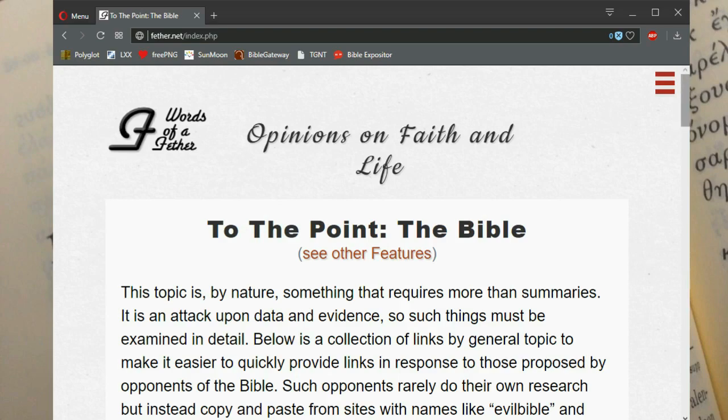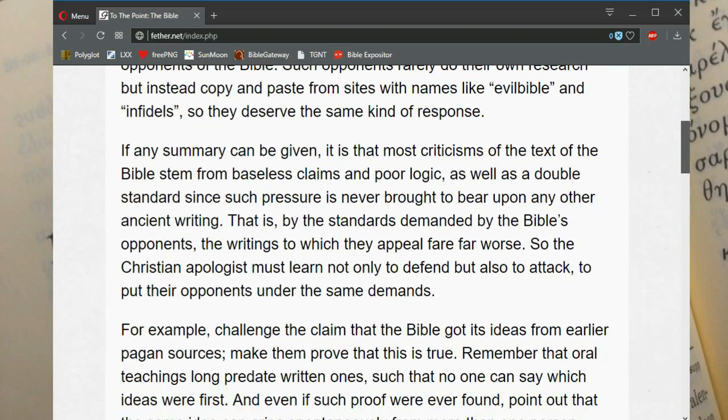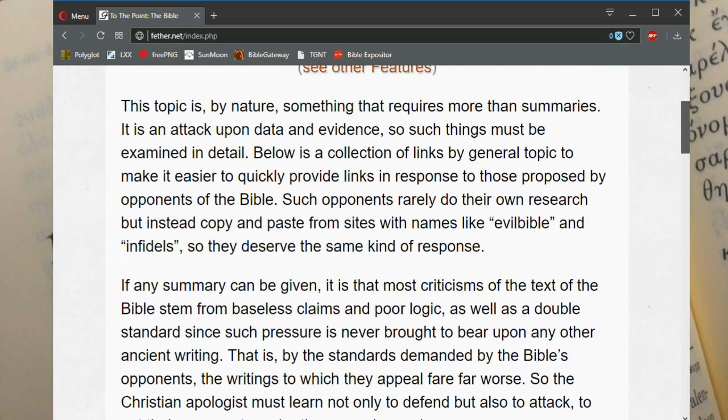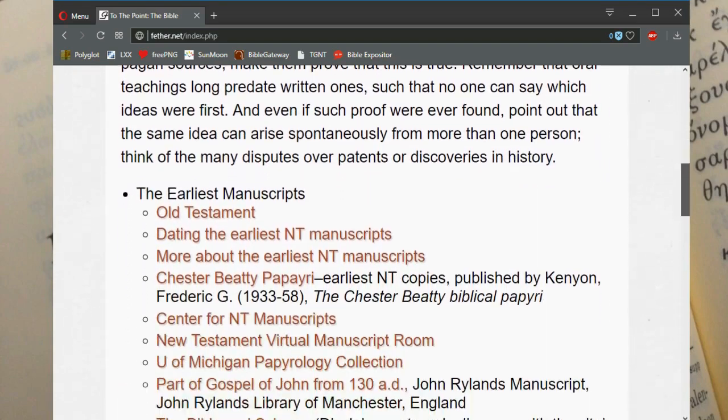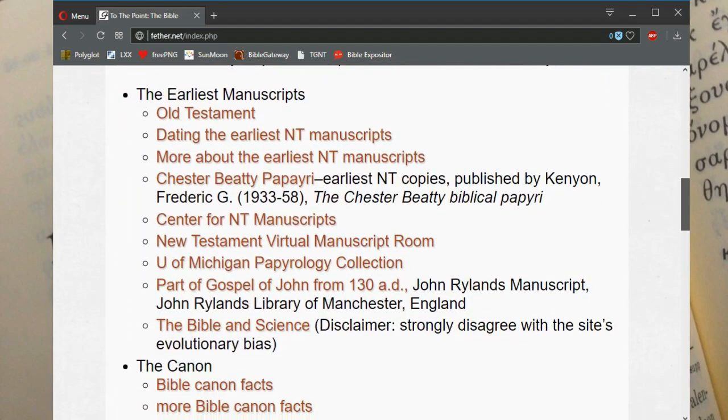Now, I have resources listed on this page because, as I say here, this topic by nature is something that requires more than summaries. It's an attack on evidence, so things must be examined in detail. And that's what I have here, a collection of links by general category. These links give facts and arguments for what books should be included and how exactly the ancients decided such things. How did they determine what was to be included in the Bible?